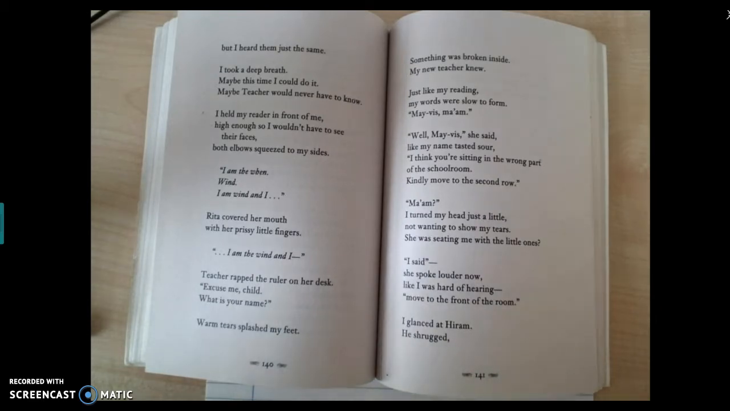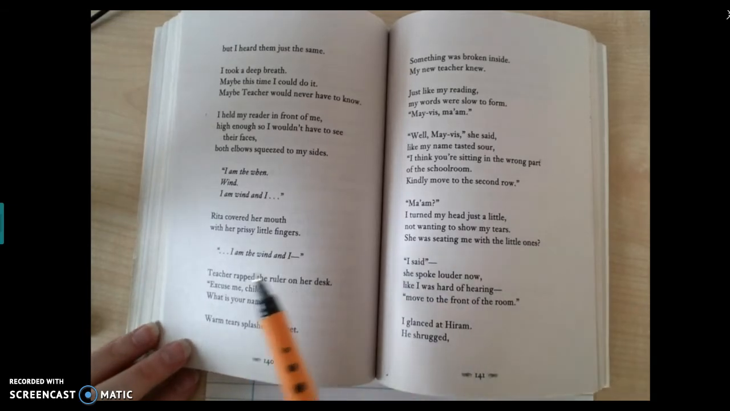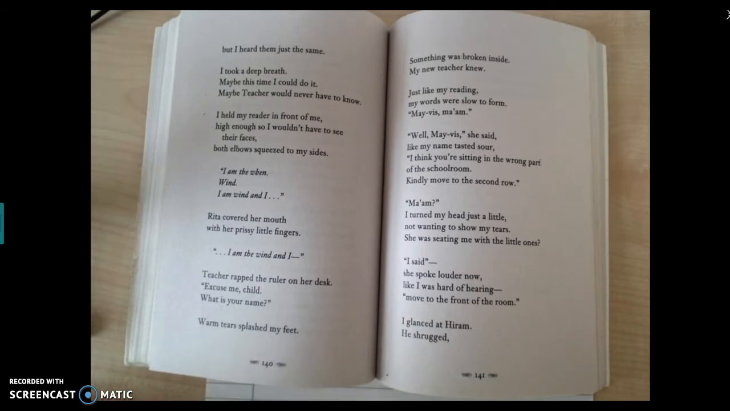What else have I noticed? I liked this bit, rapped the ruler. That's alliteration. And I think that rapped the ruler really emphasizes that noise and the kind of sharp sound that's there. I did it when I was reading, I tapped my pen on the edge of the desk. And I can really see in my mind's eye with that alliteration the teacher's sharp movements, quite loud. Excuse me, child. It makes the teacher seem quite controlling, quite mean. So that's probably enough for my paragraph.